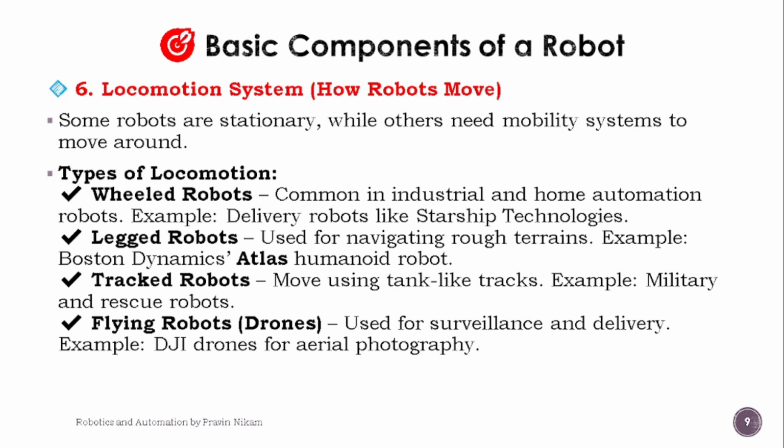Then legged robots used for navigating rough terrains, for example, Boston Dynamics' Atlas humanoid robot. Then tracked robots move using tank-like tracks, for example, military and rescue robots. Then flying robots, that is drones used for surveillance and delivery, for example, DJI drones for aerial photography.